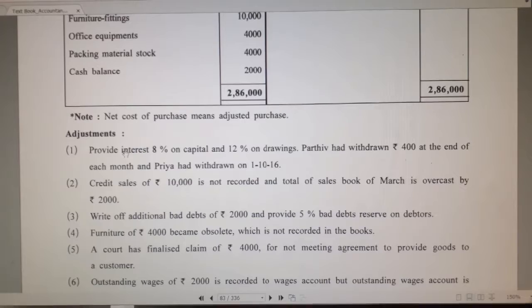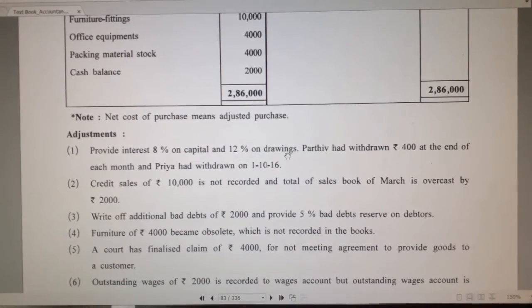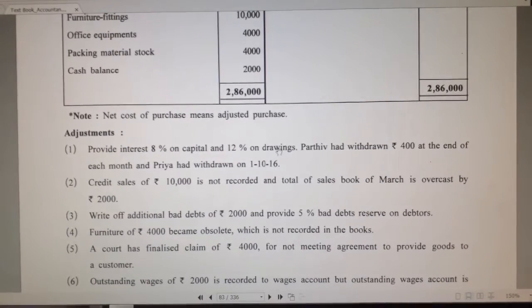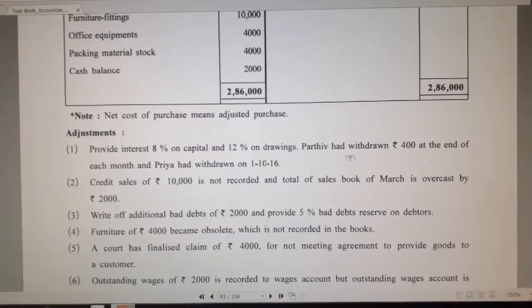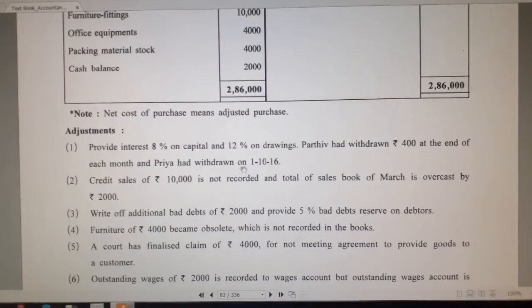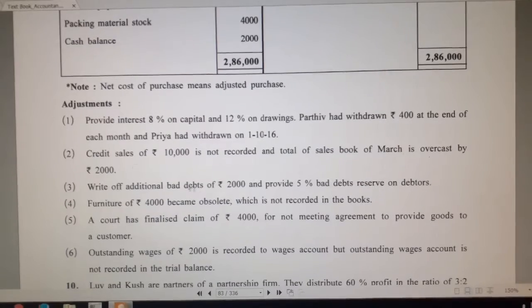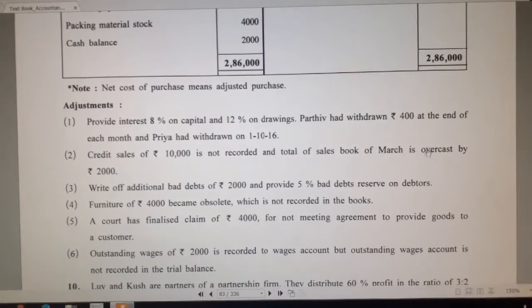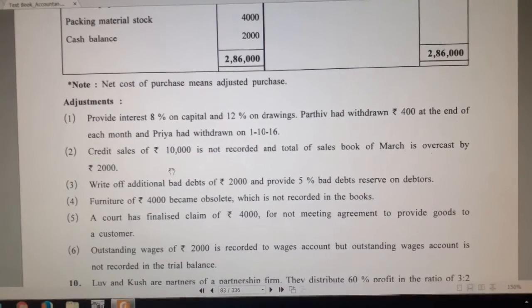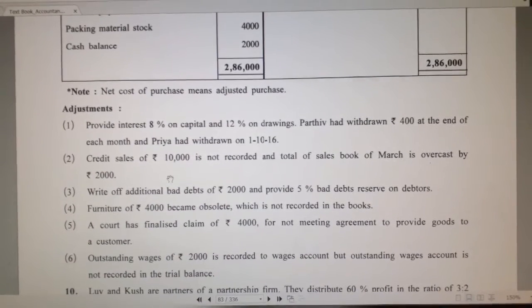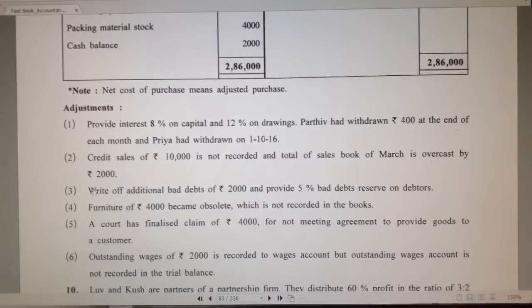Provide interest at the rate of 8% on capital and charge 12% on drawings. That means interest 8% on capital and charge 12% interest on drawings. For that, information here is given: Parthiv had withdrawn 400 at the end of each month and Priya had withdrawn on 1st October 16. Then credit sales 10,000 is not recorded and total of sales book of March is overcast by 2,000. So credit sales is not recorded, that means we need to record it, and the sales book total is overcast. Overcast means it is counted more by rupees 2,000.